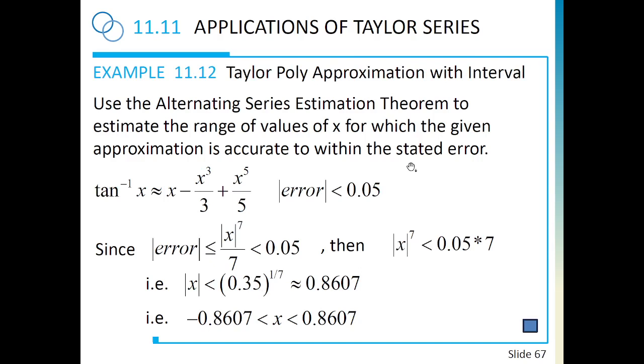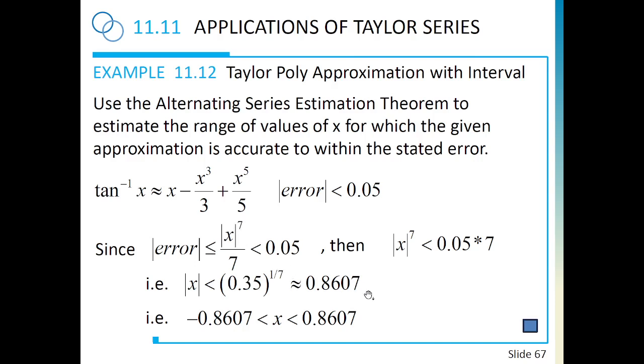Similarly, in this case, we have tan inverse. So the approximation of tan inverse by the polynomial of degree 5 is here. So this is part of the alternating series, obviously, for the tan inverse, centered at 0. And here we want the error to be 0.05, so the error needs to be smaller than that. The alternating series estimate for the error term is the next neglected term. So here we have x to the power 5 divided by 5. So the next one is x to the power 7 divided by 7, and that needs to be smaller than 0.05.